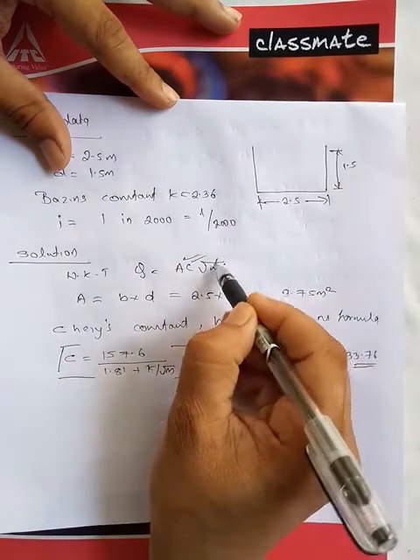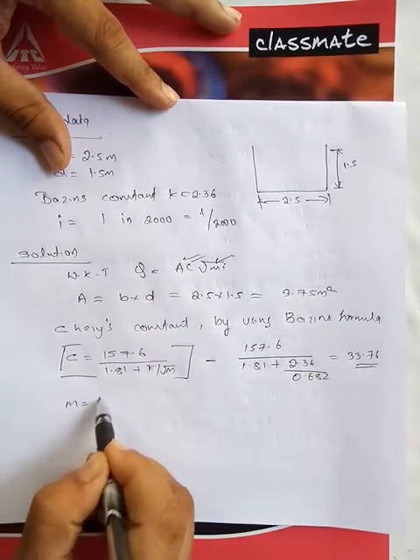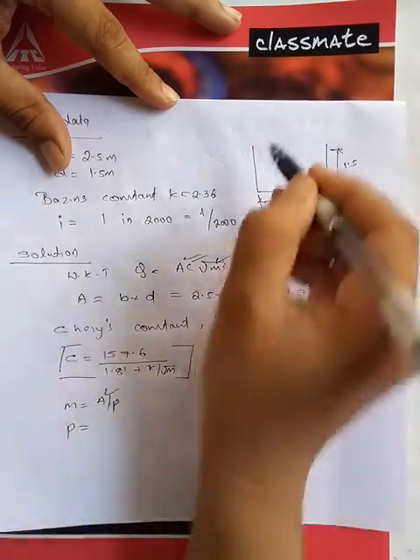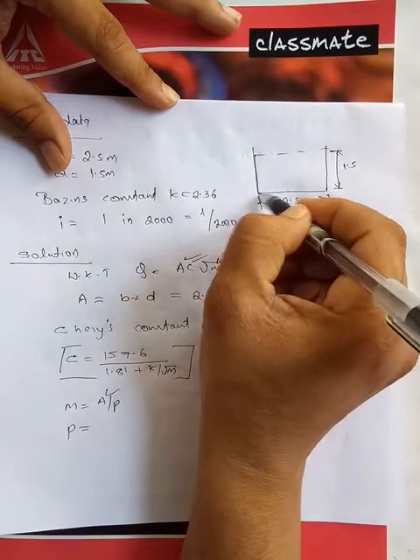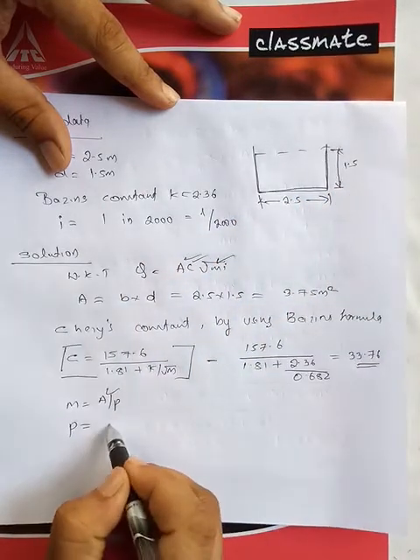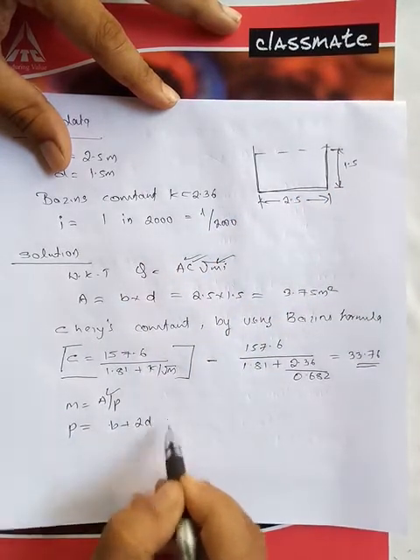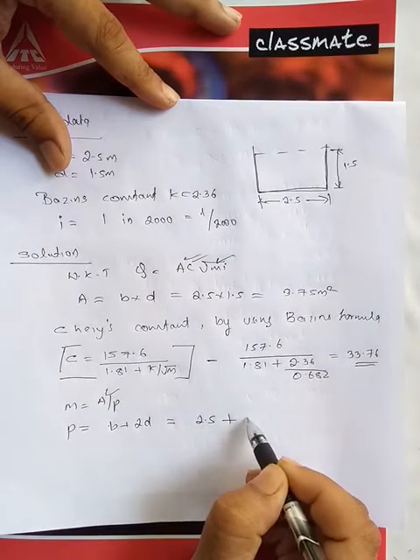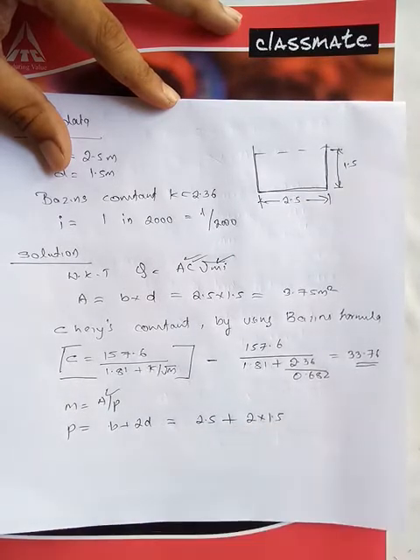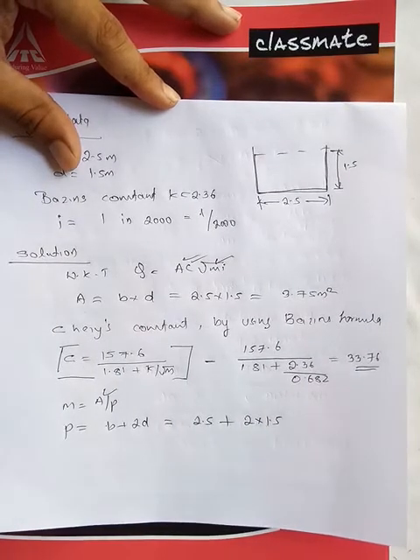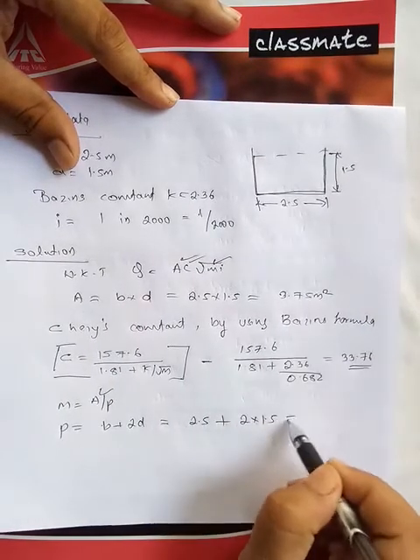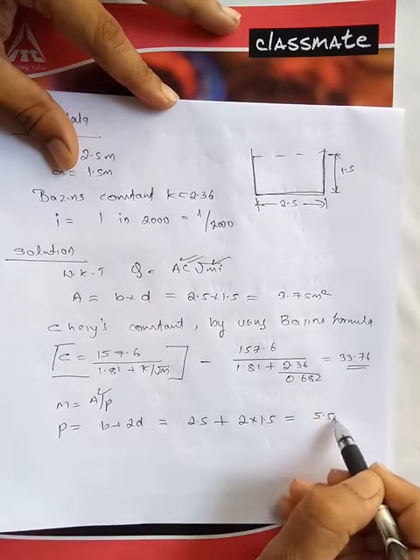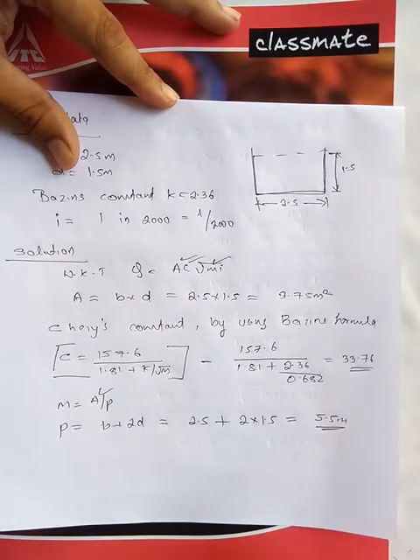Sorry, here m also you have to find out. m is equal to A by P. Area you know. Next you have to find out the wetted perimeter. The wetted perimeter is the width B plus 2D, is equal to the width 2.5 meter plus twice the depth, 2 into 1.5 meter. It is the same concept in every problem. The wetted perimeter is equal to 5.5 meter.